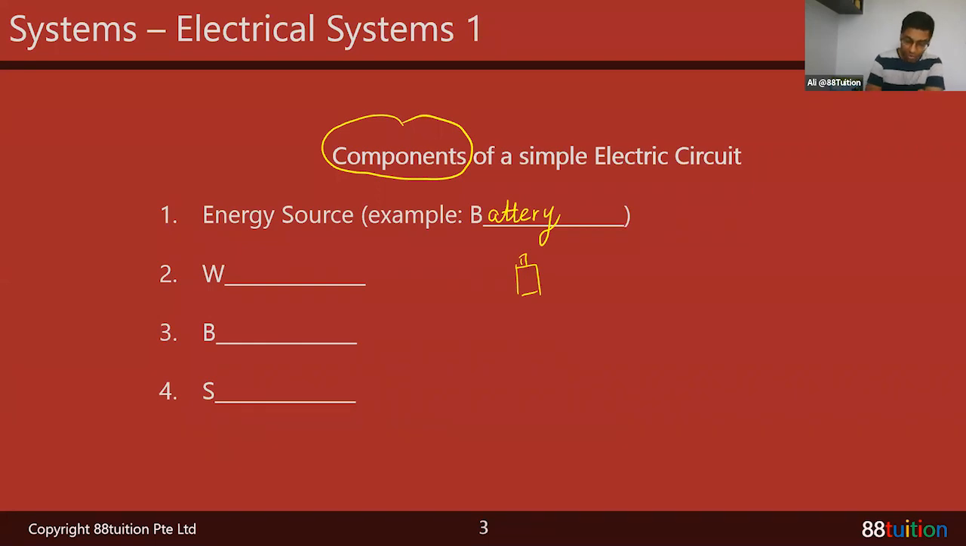Okay. Batteries also consist of some chemicals inside them, which provide the energy required to give the electricity. Okay. What about number 2, number 3, number 4? Anybody? No answers. Everybody gave me only the answer for battery. What about the 2nd, 3rd, and 4th? What are the other components that you need to connect? What am I drawing?